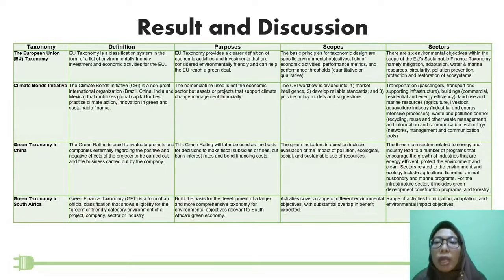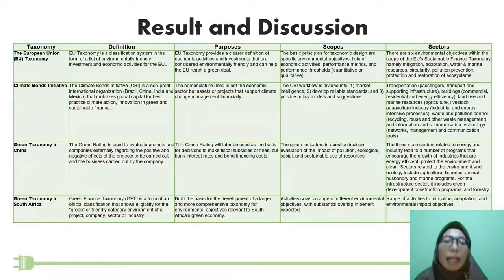And the three main sectors related to energy and industry lead to a number of programs that encourage the growth of industries that are energy efficient, protect the environment, and clean. The sector related to environment and ecology includes agriculture, fisheries, animal husbandry, and marine programs, and the infrastructure sectors include green development construction programs and forestry.